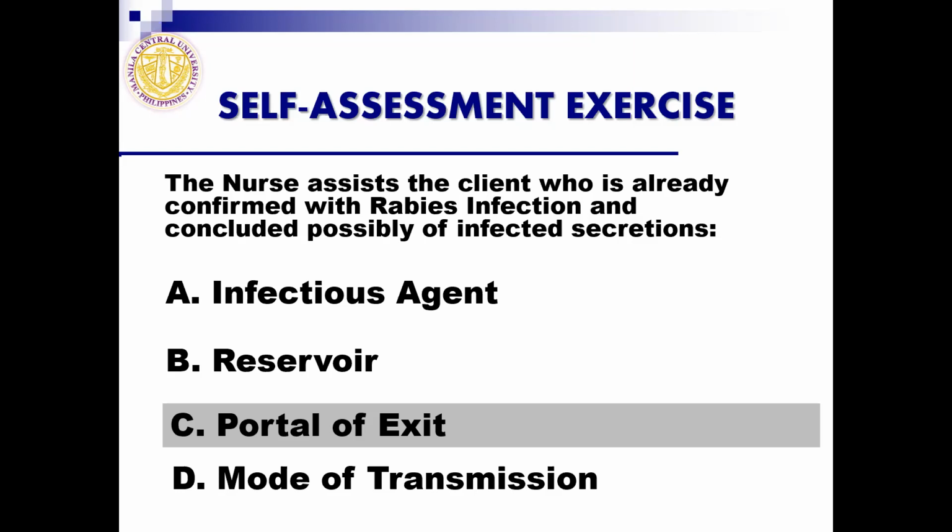As based from the question, the client is already confirmed with rabid infection. Now, we concluded possibly of infected secretions. So the secretions itself could be through coughing, through sneezing, through talking, or from any bodily fluids coming from the person with infected rabid virus. Now, we cannot consider it as an infectious agent because it was already confirmed.